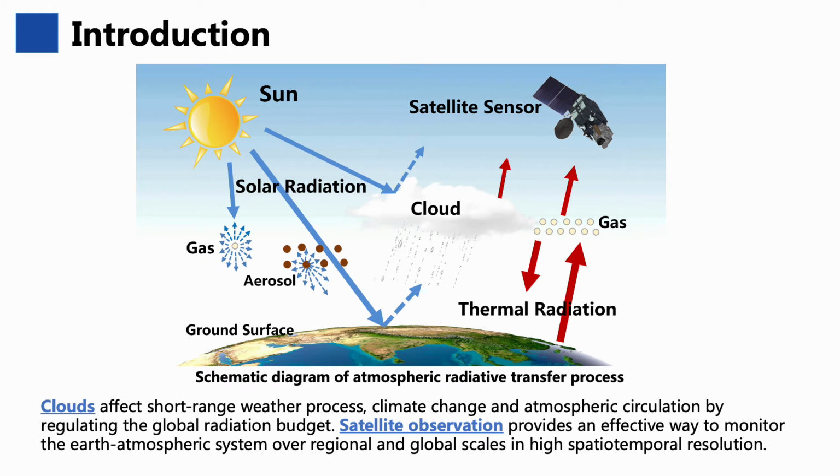As we know, the cloud affects short-range weather, climate change, and atmospheric circulation by regulating the global radiation budget. Satellite observation provides an effective way for monitoring the Earth's atmosphere system over the regional and global scale at high spectral and temporal resolution. Cloud detection and classification is a prerequisite for the retrieval of cloud microphysics parameters and for obtaining the surface radiation fields from satellite-based multispectral observation.